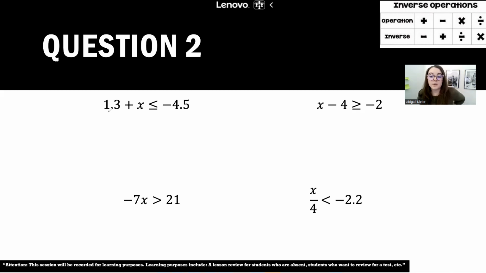All of these look a little bit different. They're all using different inverse operations. So I'm gonna walk through each one and I will talk my way through it just so you guys can be super comfortable when you are solving your own one-step inequalities.